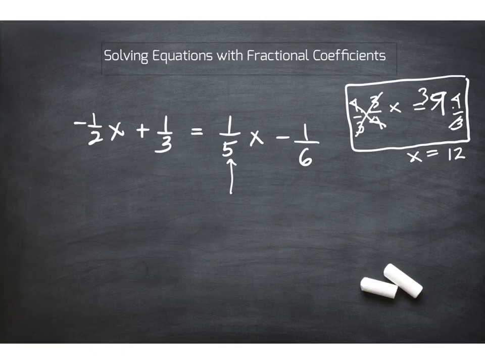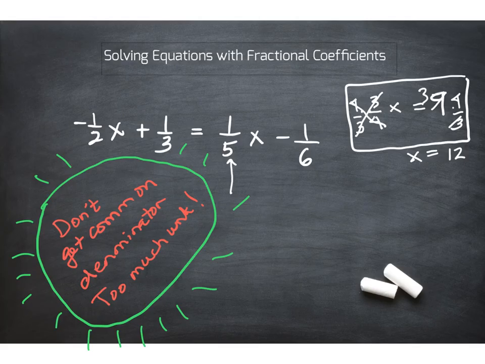So what we want to do is find a way to eliminate the fractions. It might be really nice to try to get a common denominator and put them all together, but resist the temptation to get a common denominator and get one term on both sides. Just don't do that. It's way too much work. So what I would like you to do is this.